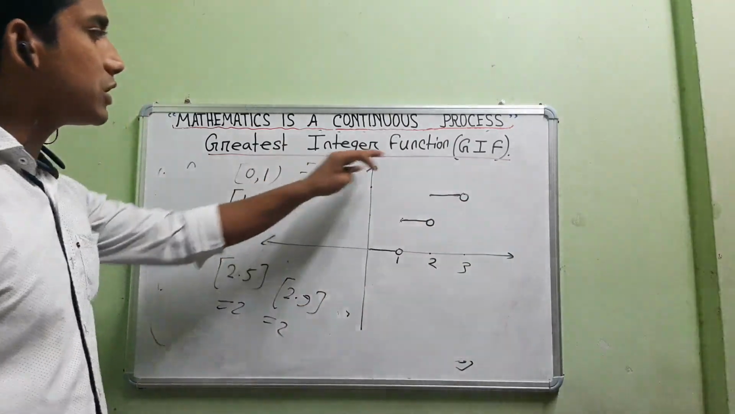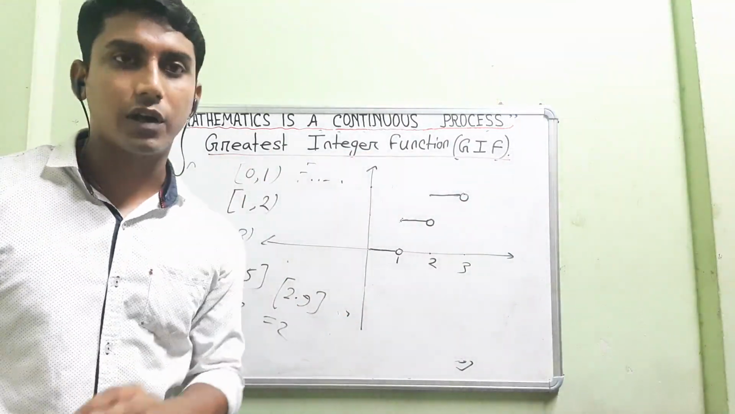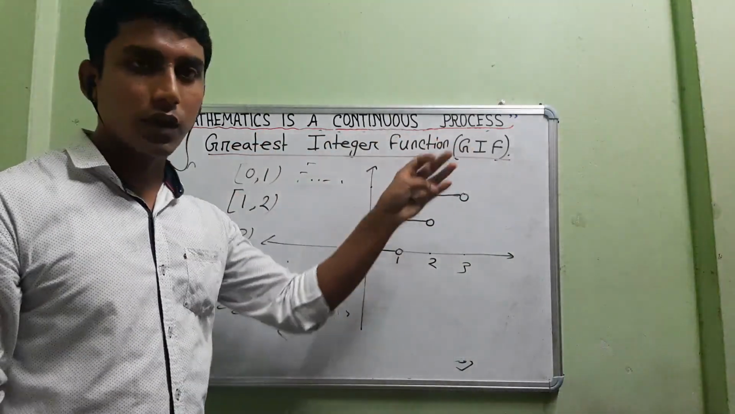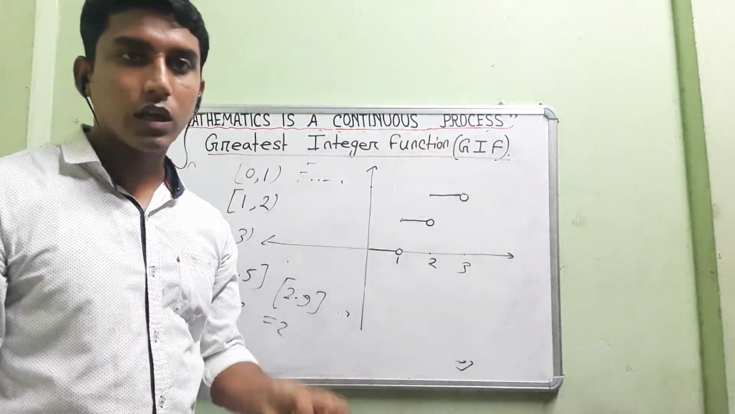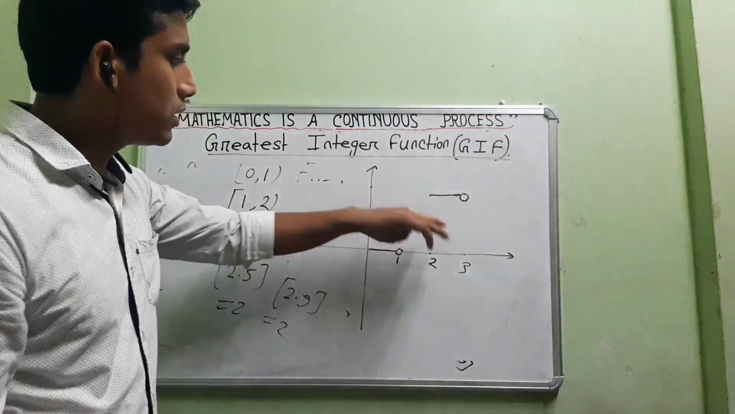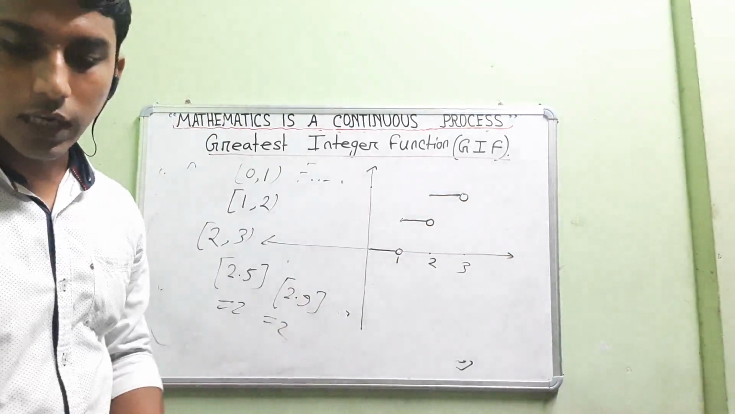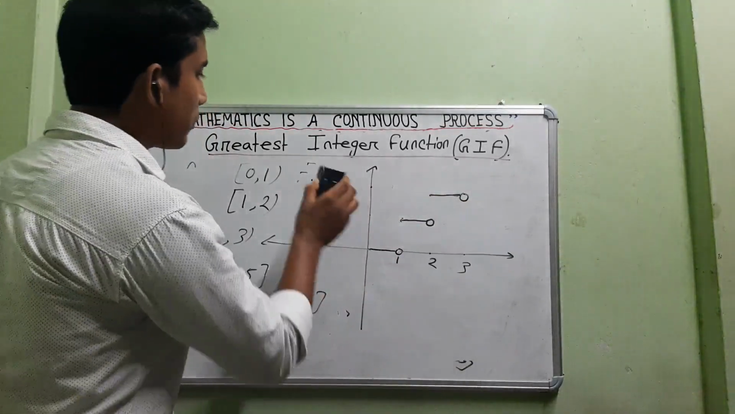That's why the greatest integer function is sometimes called the step function, sometimes the box function or greatest integer function. You see, we are going step by step, so that's why it is called step function. This one I have taken the positive values.